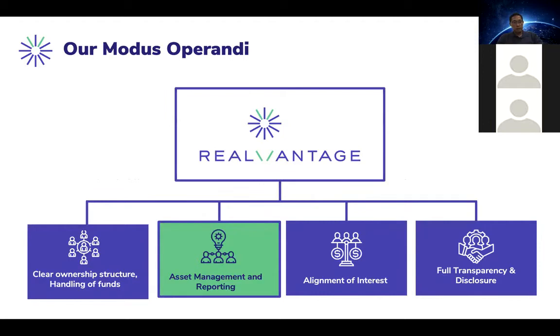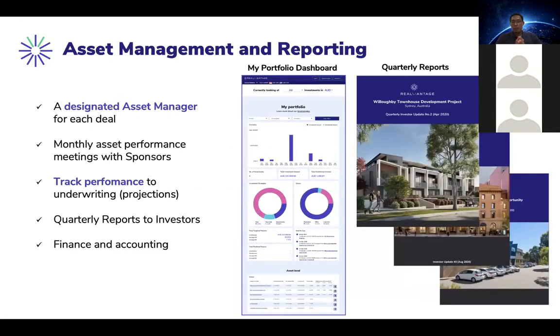Now, the next thing it's important to understand is how you keep track of your investment when you have invested with us. For every deal, there will be a designated asset manager. His role is to be responsible for the performance of the asset. His job is to ensure that it performs up to the projected returns that we have conveyed, and to liaise closely with the market and also with the sponsor. We have a monthly meeting with the sponsor on the ground to track their performance.